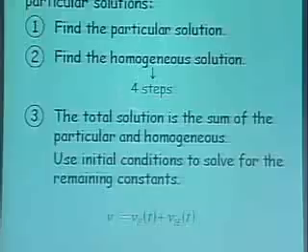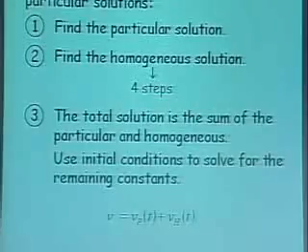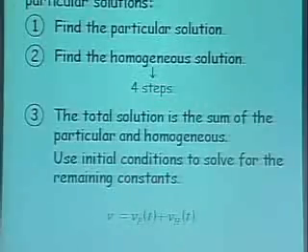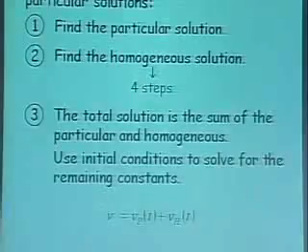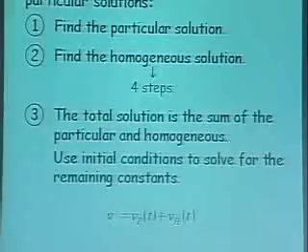And the homogeneous solution is obtained using a further 4 steps. So let's just go through and apply this method to our equation and get the results. So VP is a particular solution, and VH is the homogeneous solution.